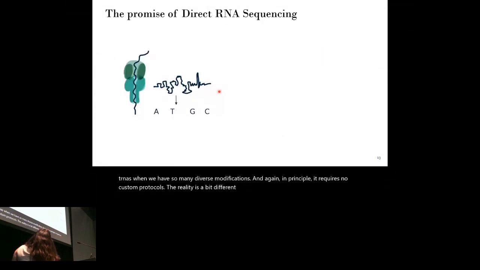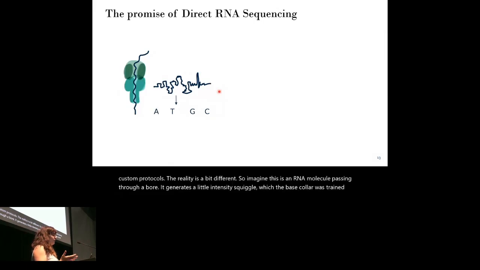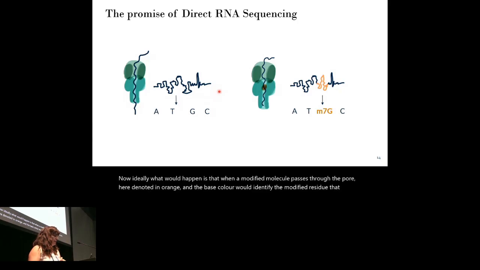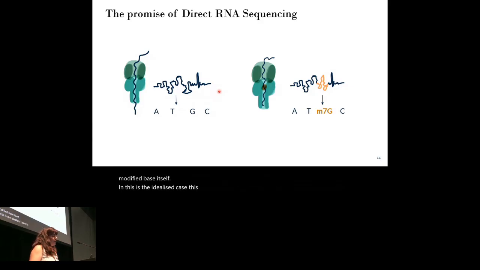So imagine this is an RNA molecule passing through a pore. It generates a little intensity squiggle, which the base caller was trained to base call into the 4 canonical bases. Now, ideally, what would happen is that when a modified molecule passes through the pore, here denoted in orange, the base caller would identify the modified residue, the modified base itself. This is the idealized case. This is the promise of direct RNA sequencing. We are sort of here.